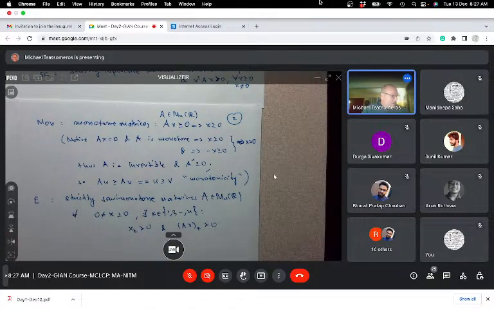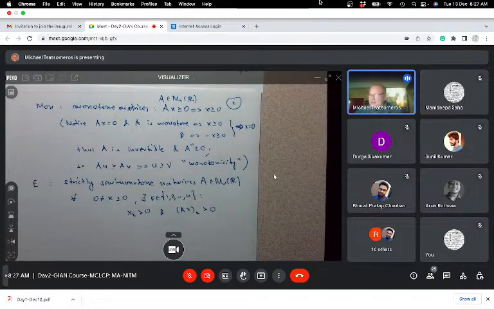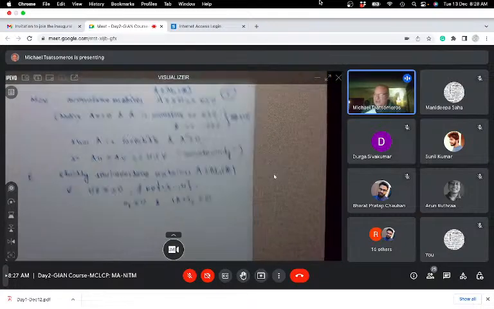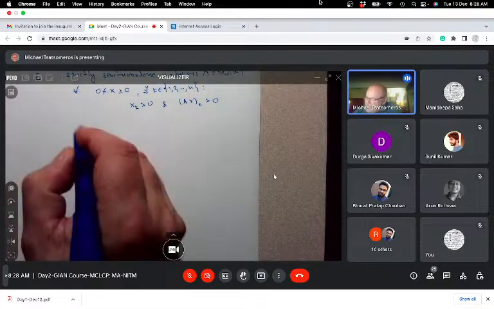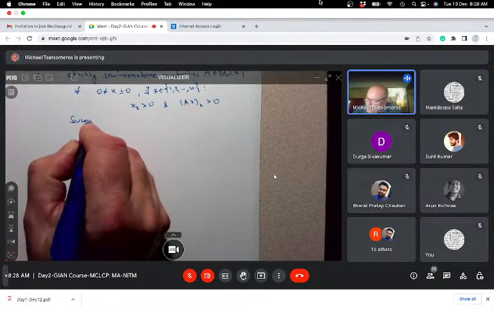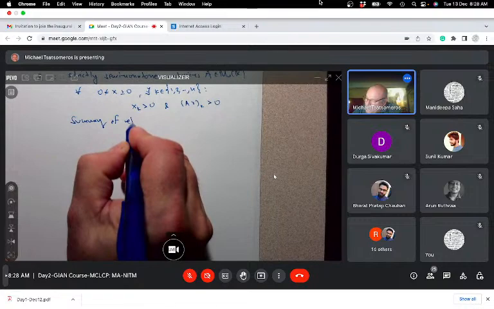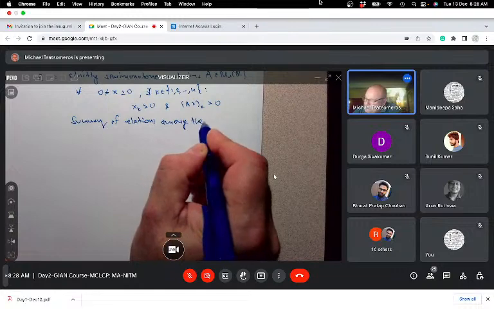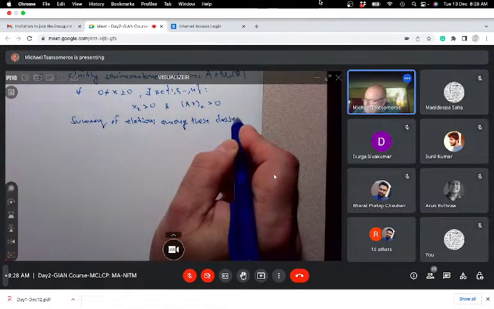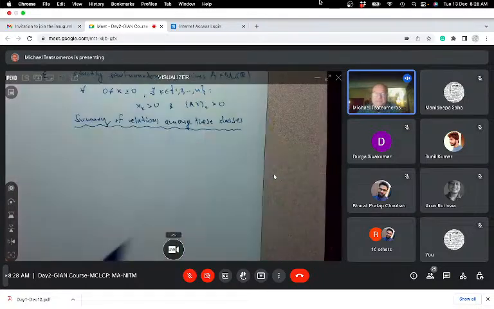All right, so let me now try to squeeze in, at the bottom of this page, I think I can fit it all in, a schematic that summarizes the relations among these classes. Okay.